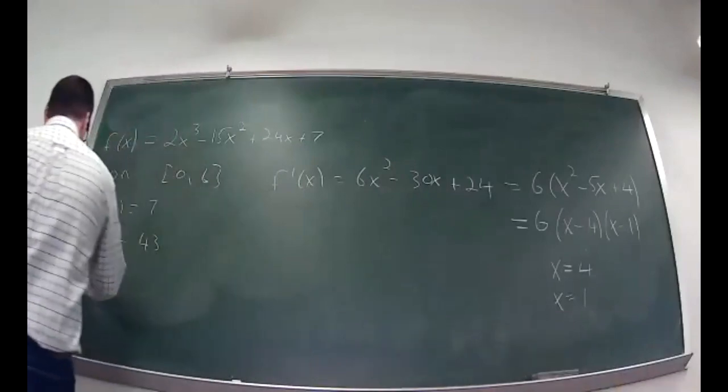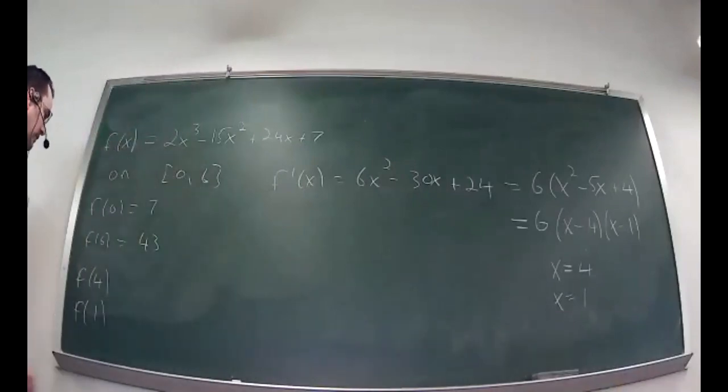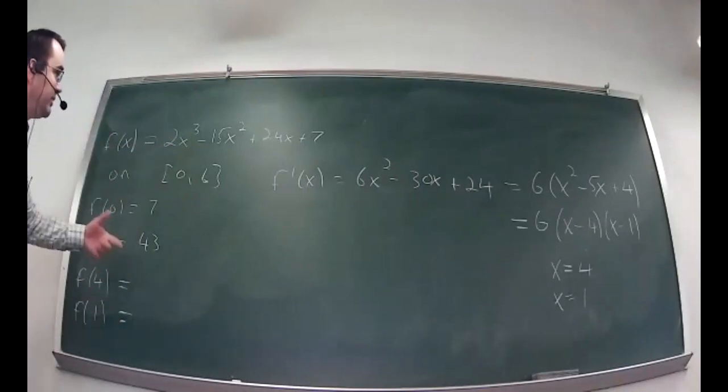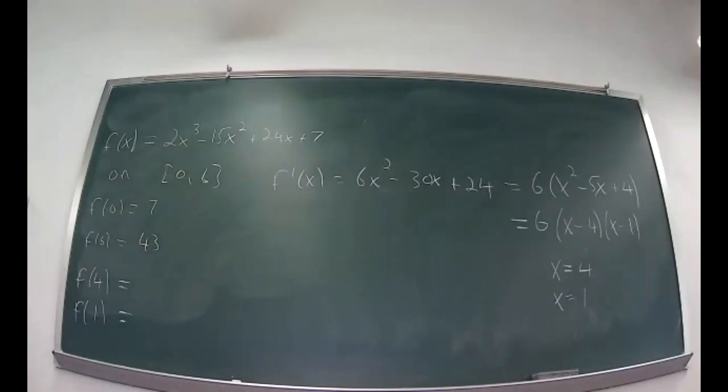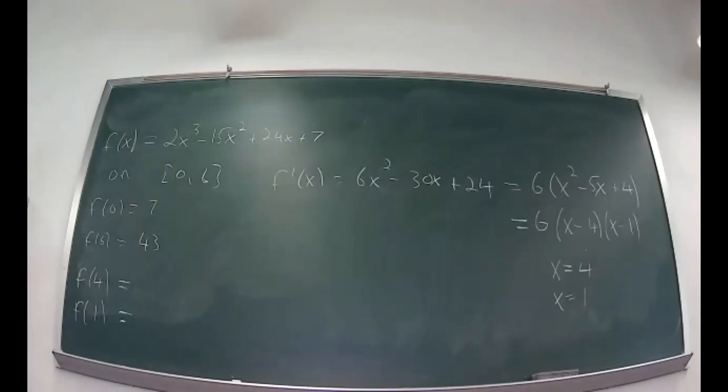So I need to look at f of 4 and f of 1. I'll fill in these numbers. Whichever number is the biggest is going to be the absolute maximum, and whichever number is the smallest will be the absolute minimum. So you just plug into your equation. Again, instead of doing it right in front of you to save time, I'll just look at the values that are pre-calculated by the book.